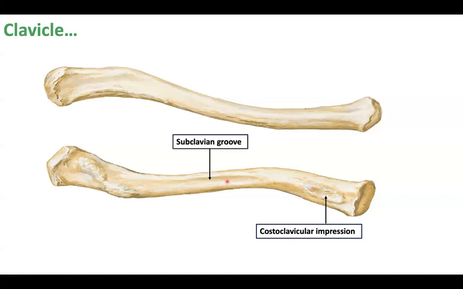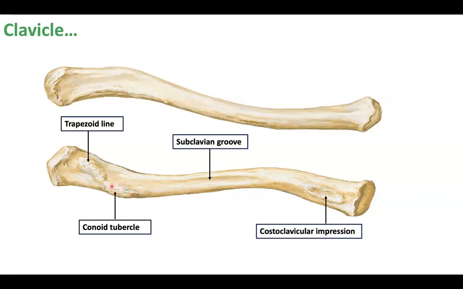In the middle, we have the subclavian groove. The subclavian groove is the insertion site for the subclavius muscle. There is a muscle that runs from the first rib to the clavicle, which is known as the subclavius muscle. So this muscle inserts into this groove. And laterally, there are two bony markings.